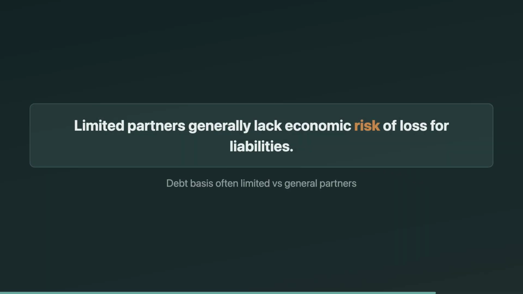Limited liability also affects losses through basis and at-risk rules. Limited partners generally don't have economic risk of loss for partnership liabilities under state law, so recourse debt usually doesn't increase their basis the way it can for a general partner who personally guarantees the loan. Translation: limited partners often have less ability to deduct losses, and those losses can also be passive and suspended.